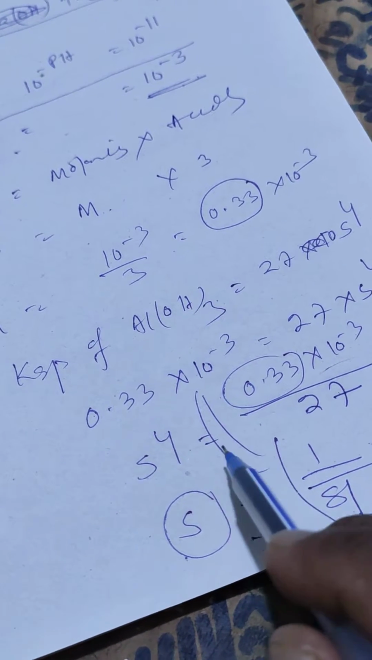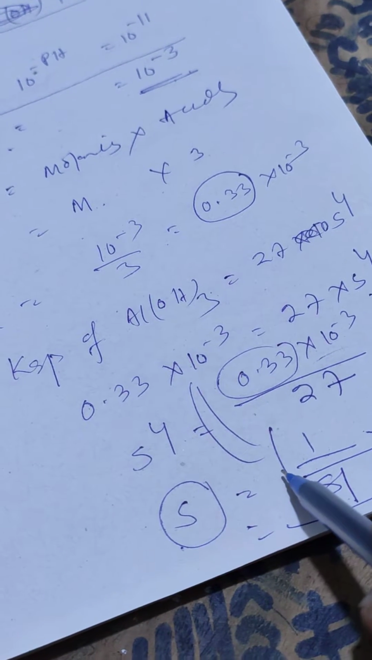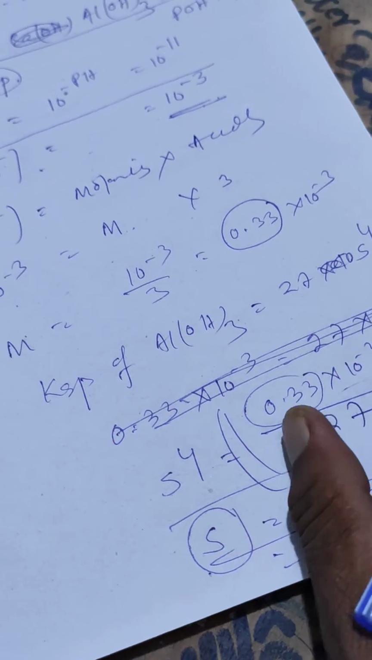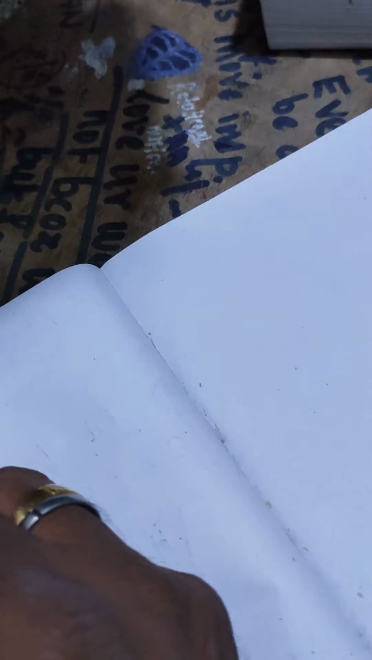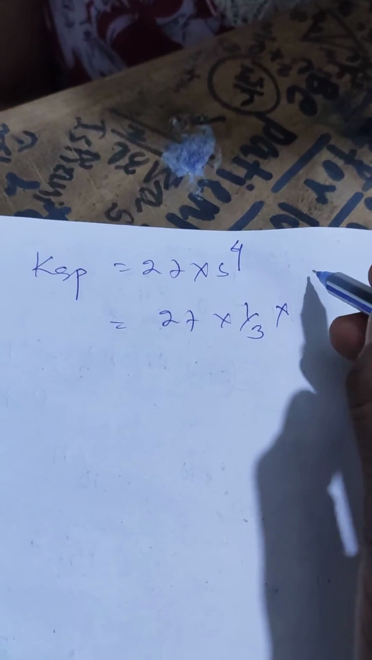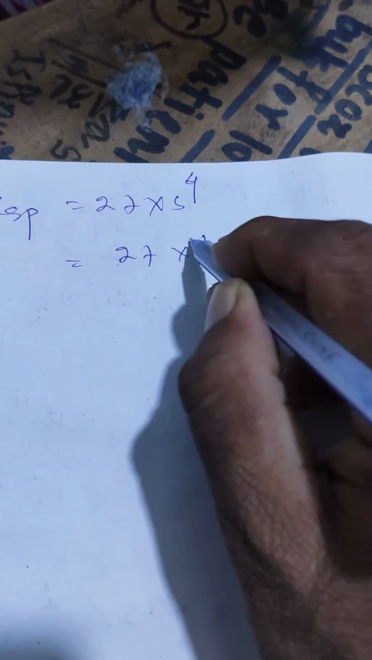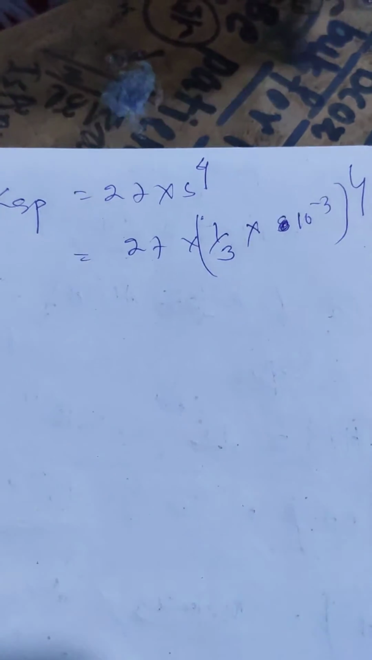So our aim is to calculate the Ksp. So we no need to calculate all these things. We have wrongly put it here. We have to rewrite again. So the Ksp is equal to 27 into s to the power 4. So the 27 into 1 by 3, in place of s we can write 1 by 3 into 10 to the power minus 3 whole to the power 4.